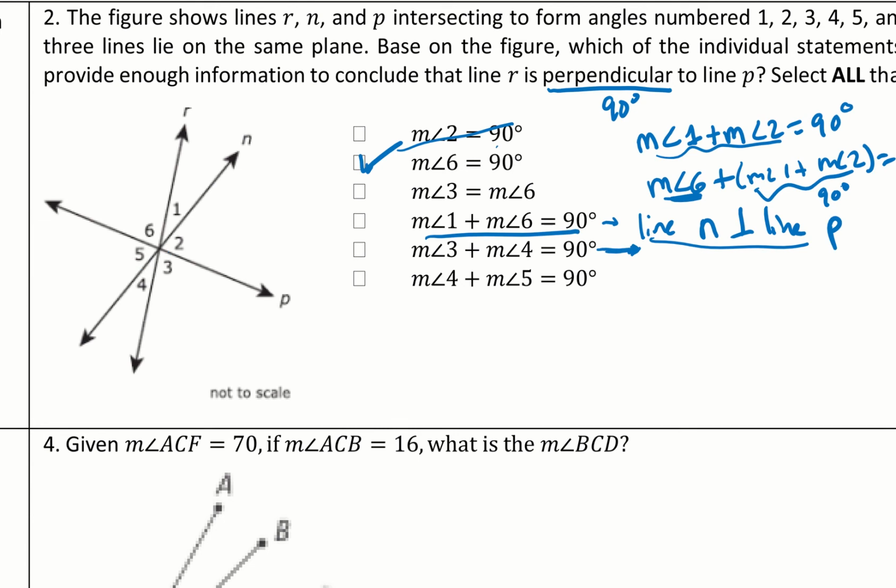4 and 5 add up to 90. So we got 4 plus 5. And yes, if that's a right angle, then that means that this R is at a right angle to this P. So you can conclude that line R is perpendicular to line P. So yes, we are going to select that.